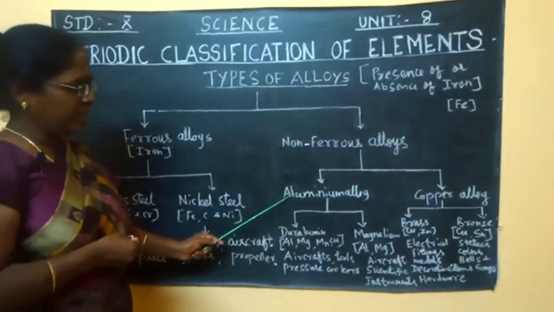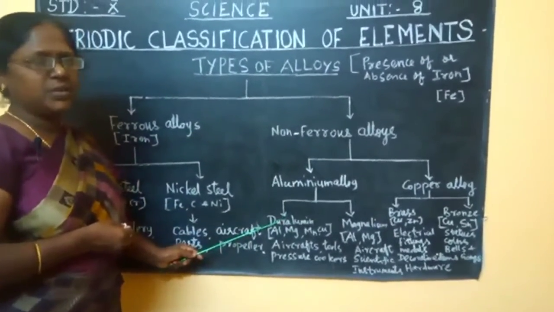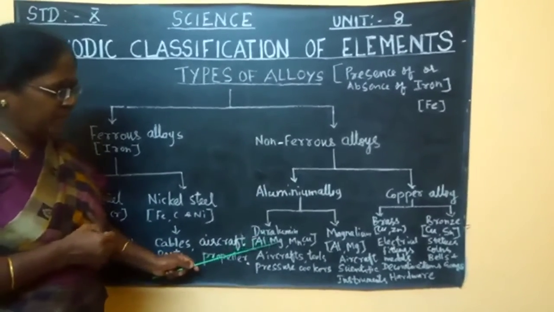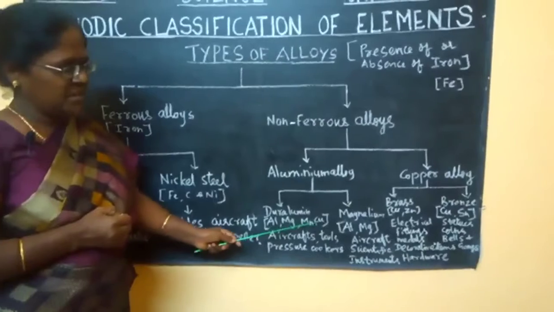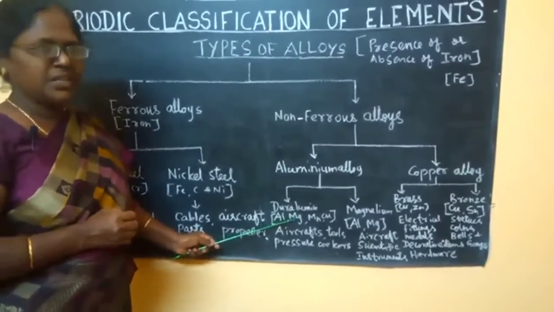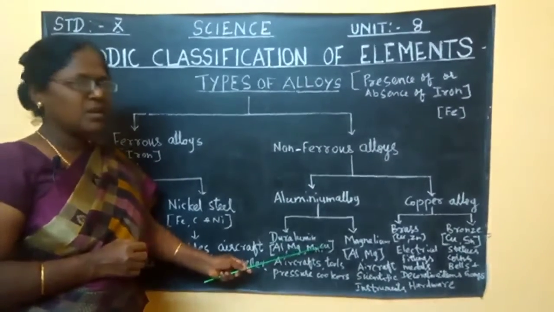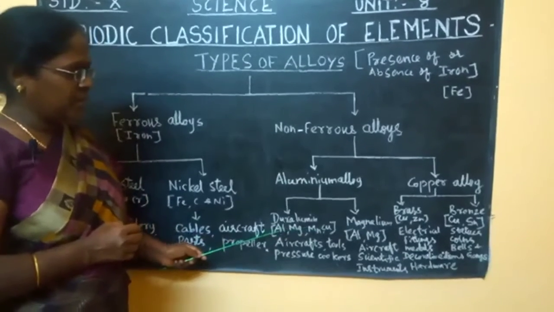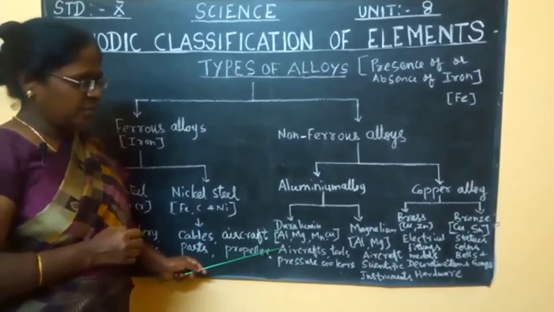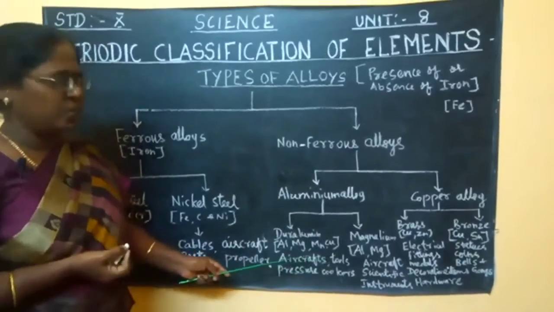So this aluminium alloy contains two types. One is called duralumin. This duralumin contains aluminium, magnesium, manganese, copper. Al means aluminium, Mg means magnesium, Mn means manganese and Cu means copper. So these are the elements used to prepare duralumin. This duralumin is used to make aircraft, tools, pressure cookers.